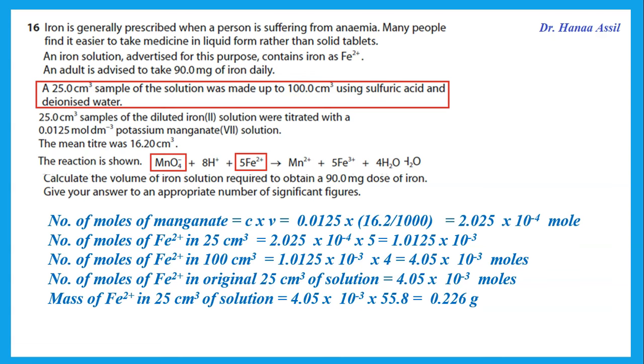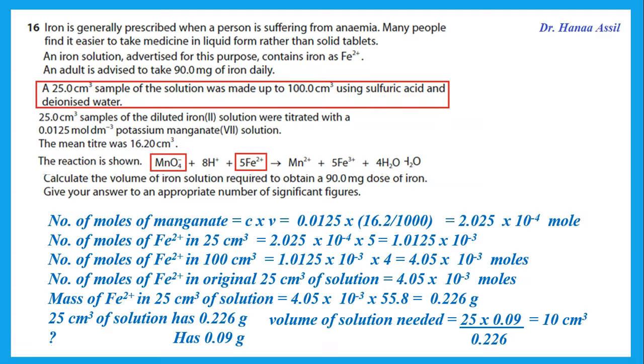Now I want to know how much we should take in order to have 90 milligrams. So the 25 centimeters cubed had 0.226. How much of that solution will have 0.09 grams? Of course, you're comparing grams, or you could compare both of them in milligrams. And that means that the volume of the original solution needed is about 10 centimeters cubed.